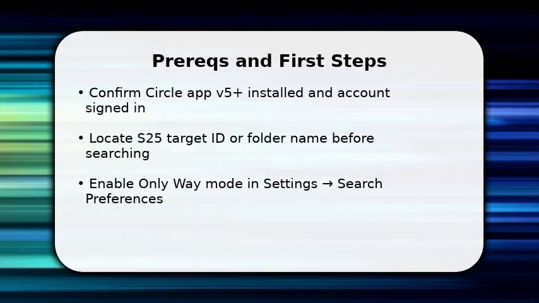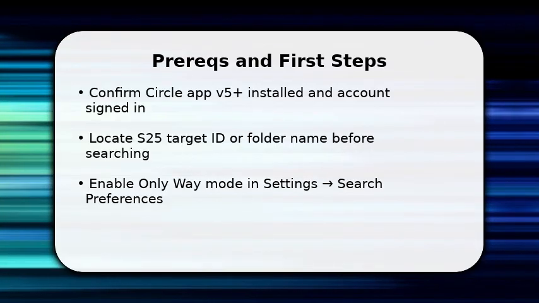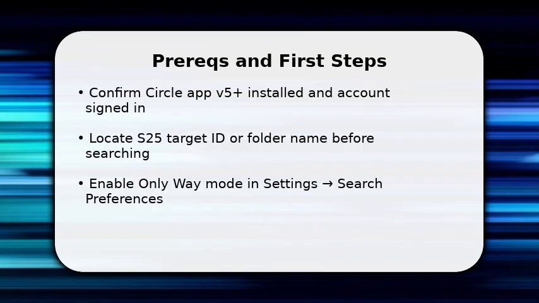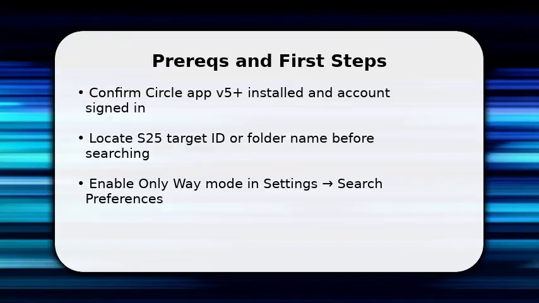You start by confirming the Circle app is updated and you're signed in, because search behavior depends on the latest indexer. Once done, identify the S25 identifier or folder name so your query is precise. Next, enable Only Way mode in Settings > search preferences. This restricts results to S25 specific indexes and reduces noise. You do this now to avoid wasted queries.